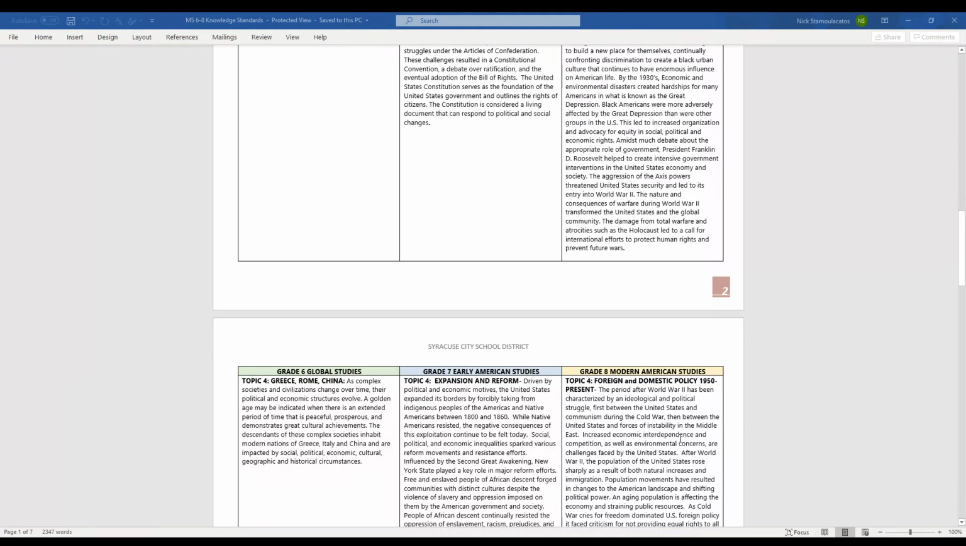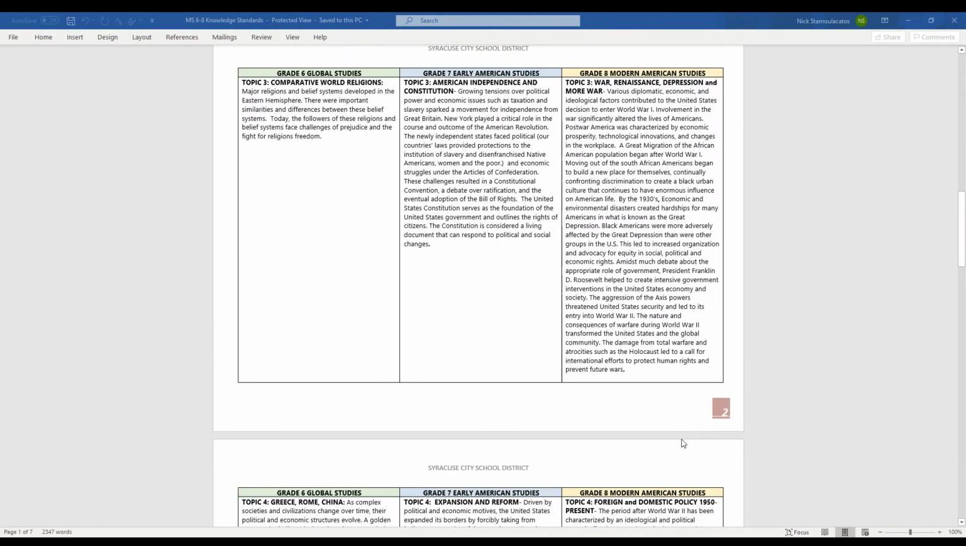There are in-depth explanations about these topics of study, as you can see in the document, that you can read about and further explore with the curriculum resources that we provide for each topic of study.